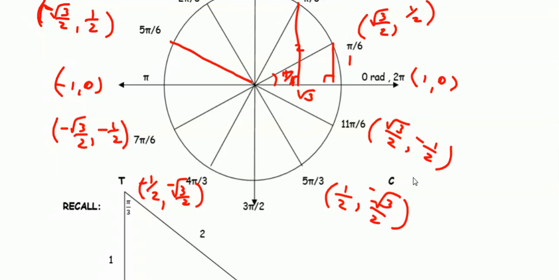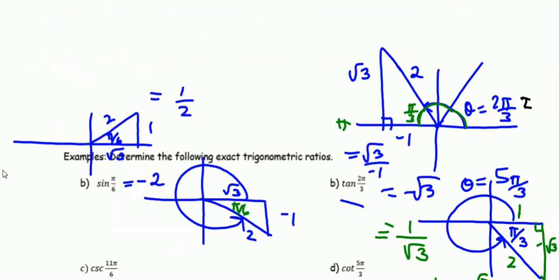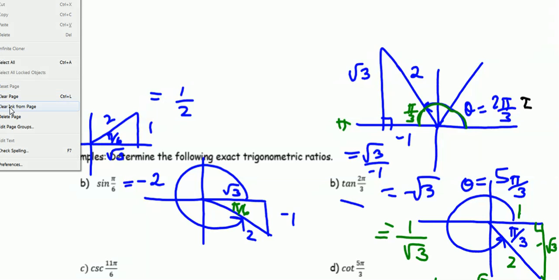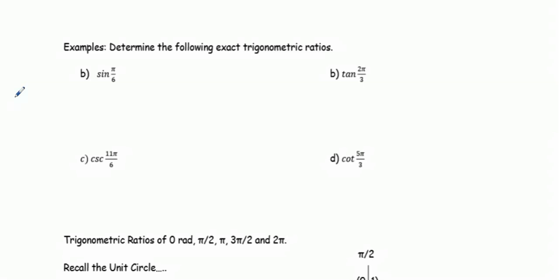Okay, I generated that all using symmetry, but I was able to figure out the first ones using my triangles. Okay, let's try a couple of practice ones then. Let me just erase all that. Okay, so determine the following exact trig ratios.